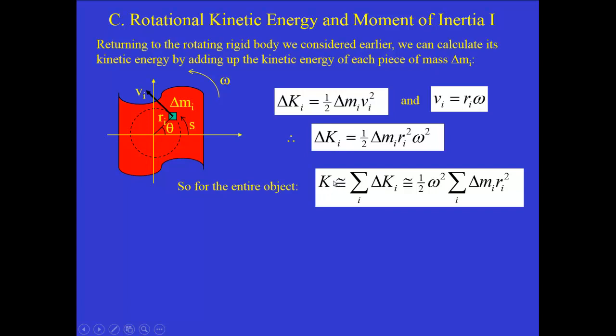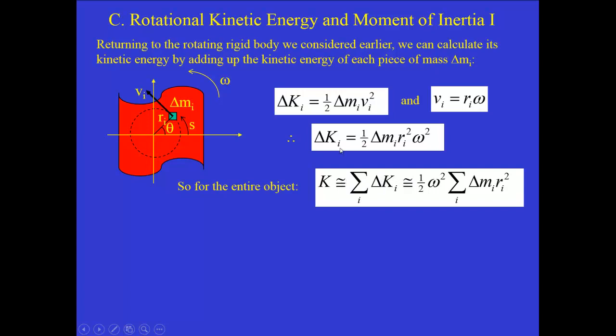Now the reason I write down here an approximation for this is that each of these pieces has some finite size to them, right? And so to assume that all of that mass is sitting at a constant distance away from the rotation axis is not quite right, because this piece has some size to it. So it's only approximately correct.